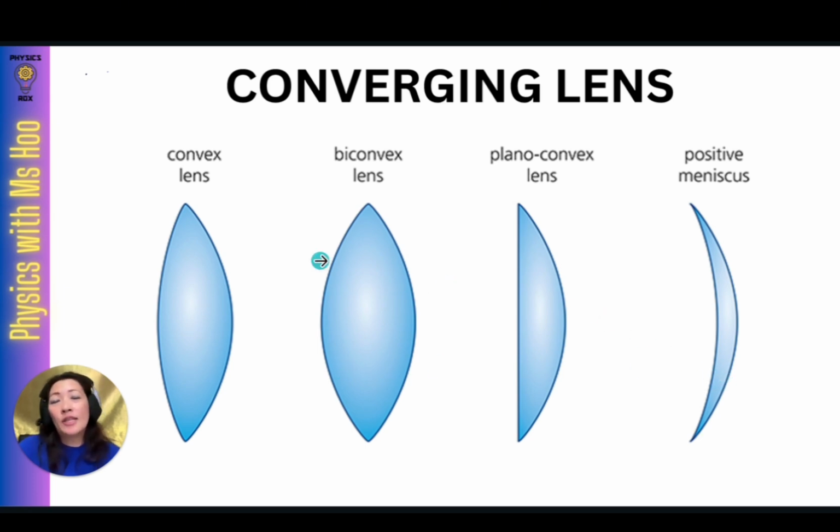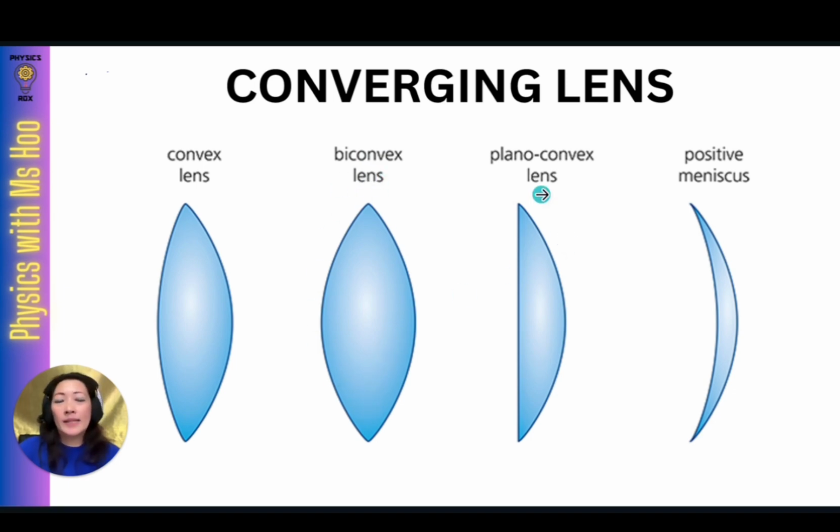A convex lens generally is a lens that curves on both sides of the lens. Sometimes the curvature could be equal and sometimes they might not be. A convex lens is just a general name given to a lens that's curved on both sides. Now, if the curvature on both sides of the lens is equal, it's known as a biconvex lens, like this. That means it's a symmetrical lens. The curvature is equal on both sides.